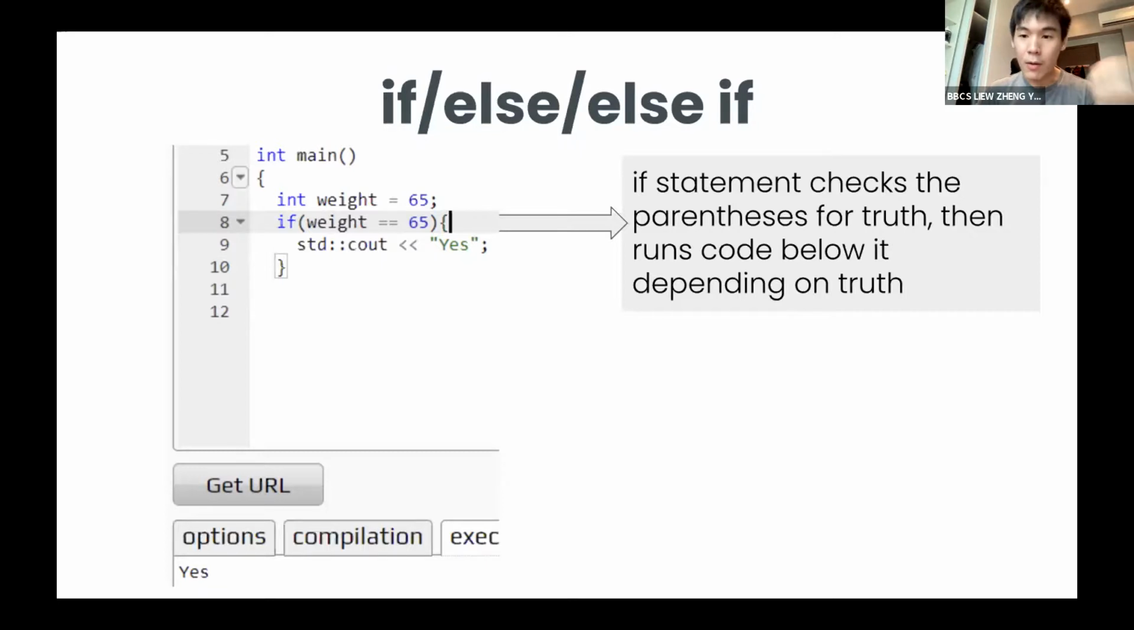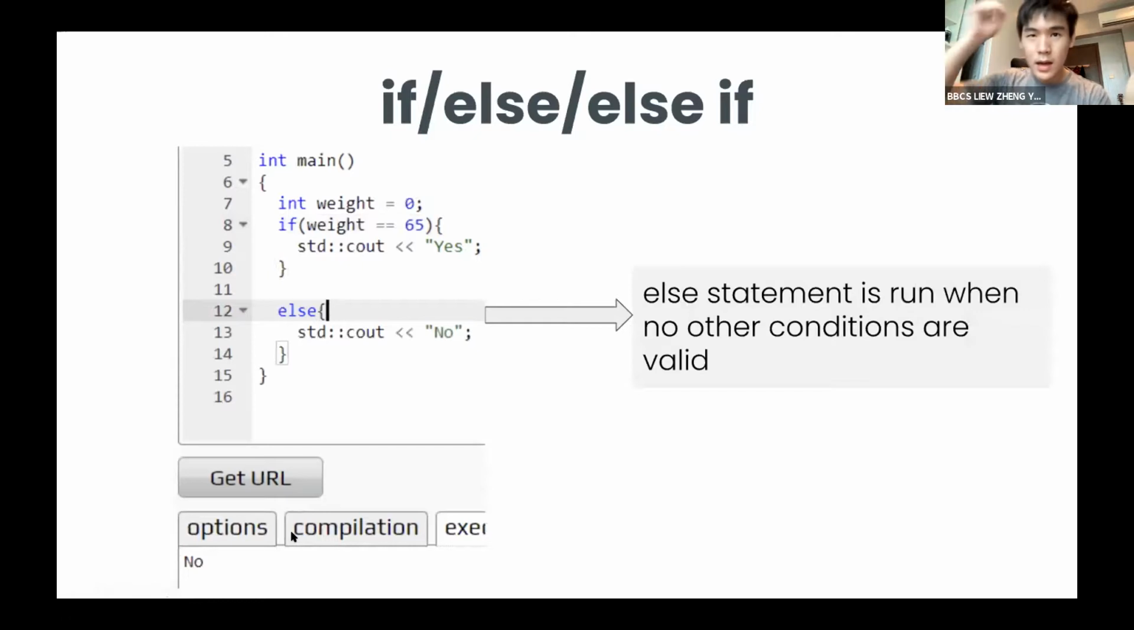And then if this condition is satisfied, you will make the output of yes. So the weight is 65. And in the terminal over here, you can see that what is outputted to us is yes. Now here we have the else statement. The else statement and the code below it is what will run if no other conditions are true, and thus no other code is run.